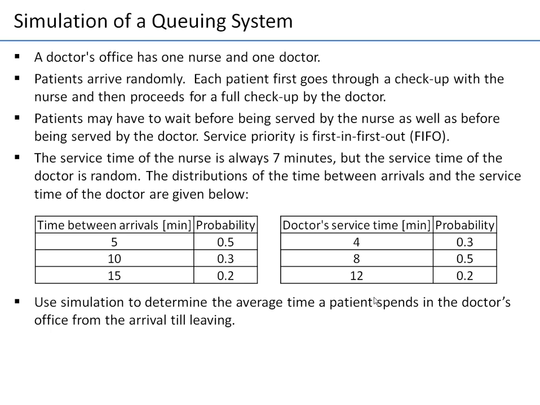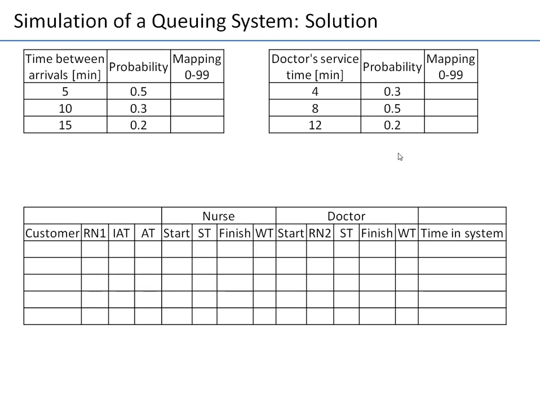Now, we are interested in this simulation in the average time a patient spends in the doctor's office from the moment they arrive till they leave, right? So first thing to realize is what is the system, what does the system look like? So the system, right, when patients arrive, they start at the nurse, but before they get to the nurse, they actually might have to wait. So this is the first queue, and then when the nurse is available, the patients go for the service with the nurse.